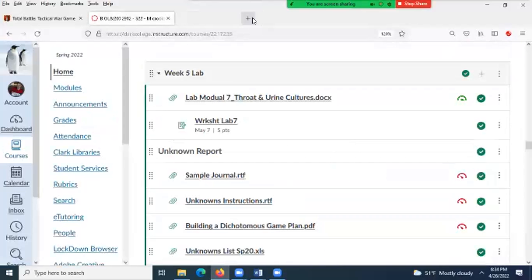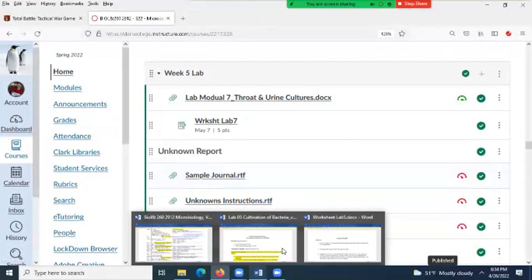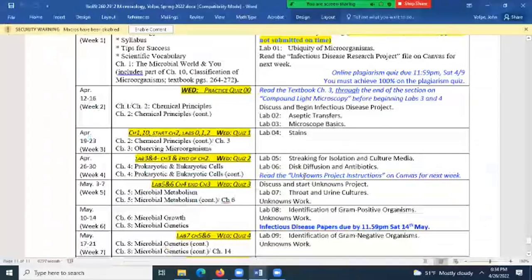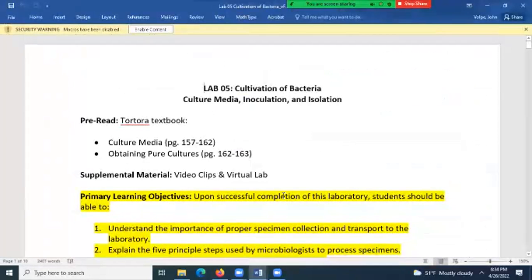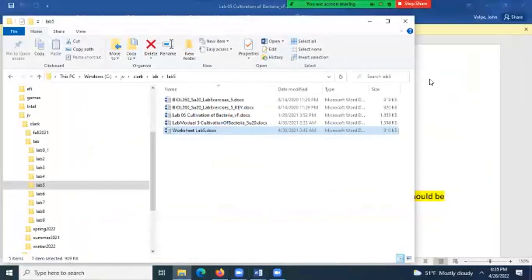Any questions about any of that? All right, if there are no questions, let's go on to lab 5. The cultivation of bacteria, culture media, inoculation, and isolation. You should do some reading before you do lab 5. Hopefully you've already done this. If not, you should do it before you start the lab. Read in your textbook pages 157 to 162, and then 162 to 163. Today in the lab, we have some video clips and maybe a virtual lab. I'm going to look at that later.